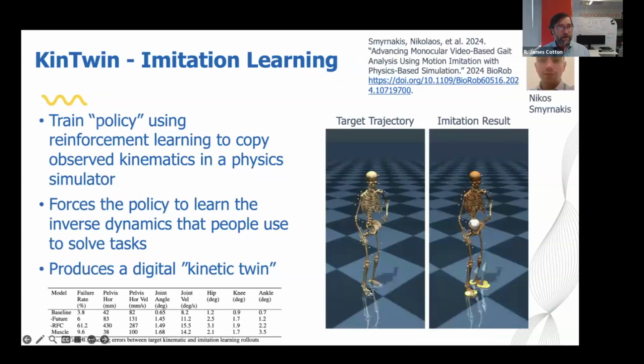Preprints. And so one of them is using imitation learning. We can train what's called a policy, that is a decision-making rule, that if you have a simulation and you have the current state of your model, and then you have some future observations of what you're meant to do, what are the forces you should apply to that model to replicate that? And again, we're doing this in MuJoCo where we can do really high speed, massively parallelized reinforcement learning. And what's nice about this is it produces essentially a kinetic twin based on observing someone's kinematics.